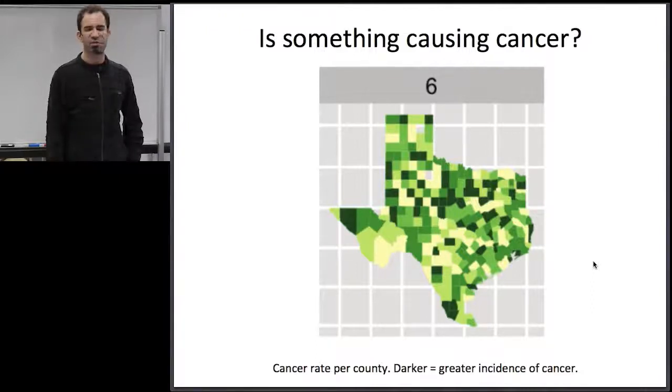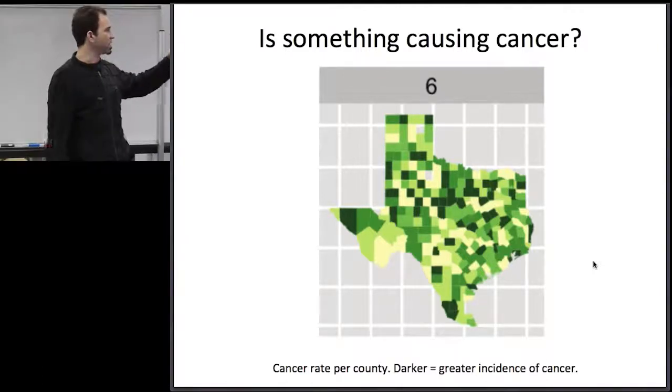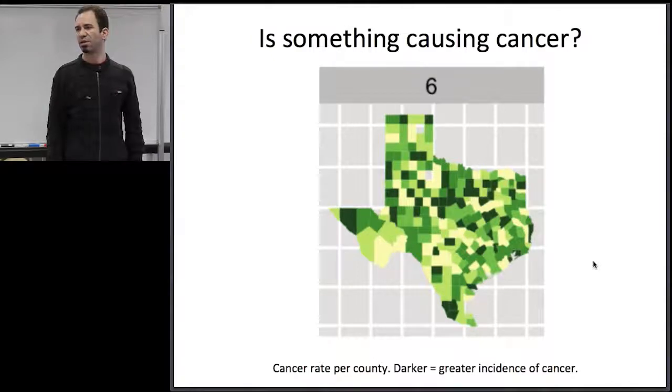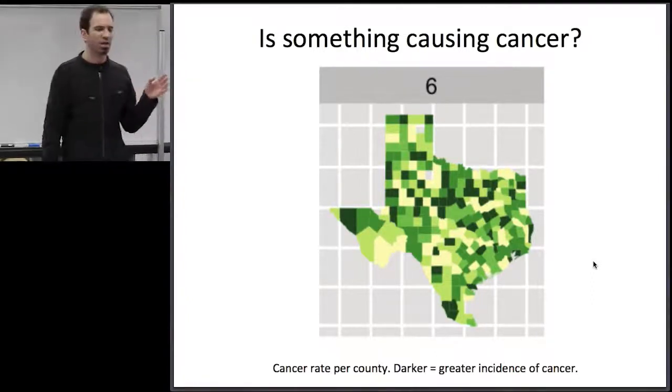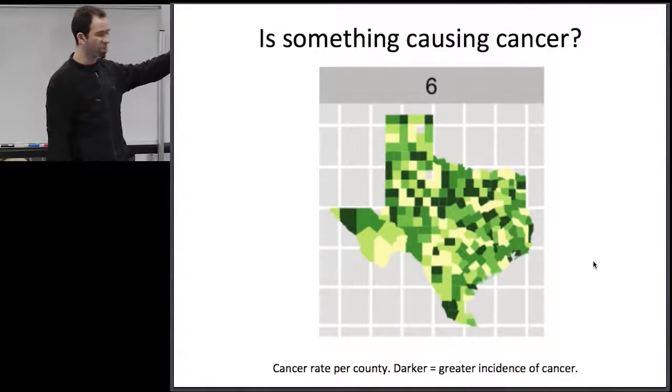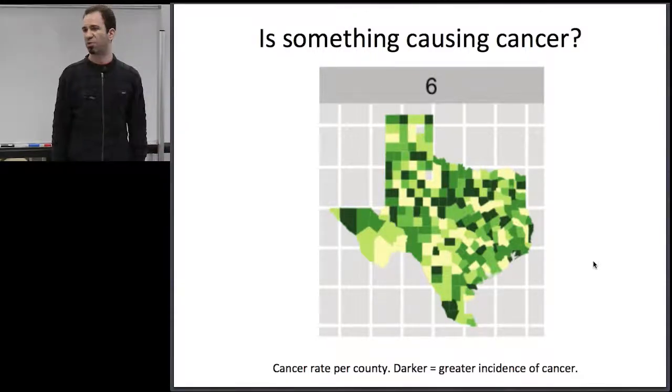And what do you expect to see? So in this case, darker means more cancer, right? So this is counties in Texas. What would you expect to see if your theory that localized environmental pollution is causing cancer is true? What sort of pattern are you looking for? What are you going to find in your data and say, ah, it's true? What's the story here? Not in this data particularly, I'm just asking you in general, what would be evidence that pollution is causing cancer?